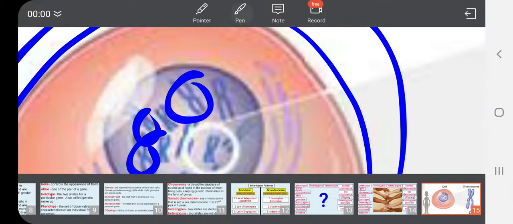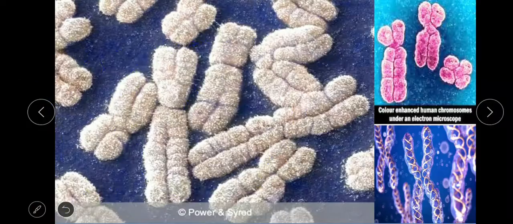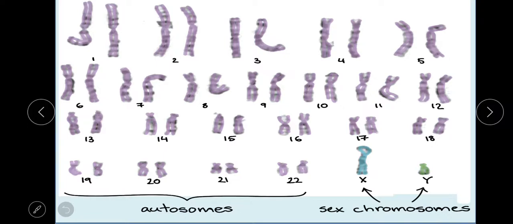When we pick up one chromosome, all we can see is this. This is our chromosome. This is the real view of a chromosome under an electron microscope, a very amazing picture. Here, this is the human karyotype. We humans have 46 chromosomes. 23 of them came from our mother, and 23 came from our father. We have 23 pairs of chromosomes.